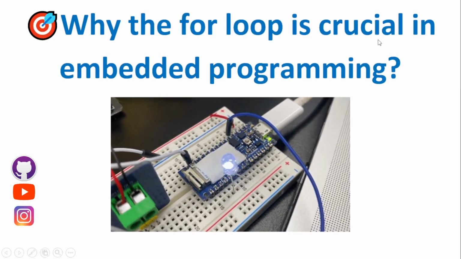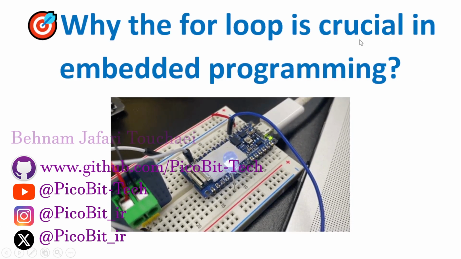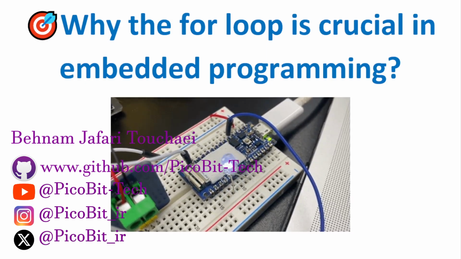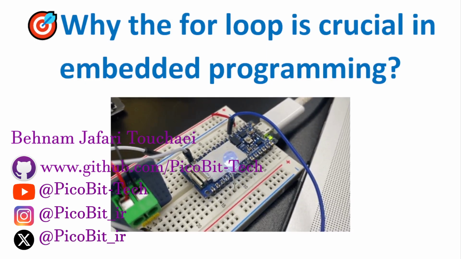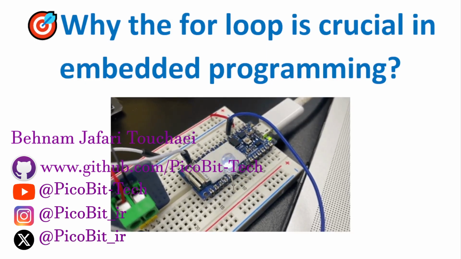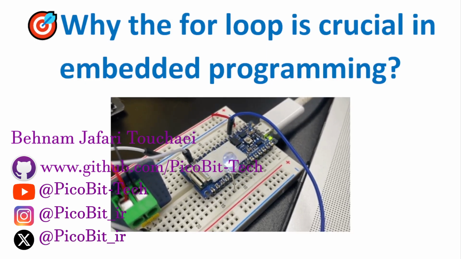Mastering the for loop in C. The for loop is one of the core control structures in C. It allows you to repeatedly execute a block of code as long as a specified condition is true.